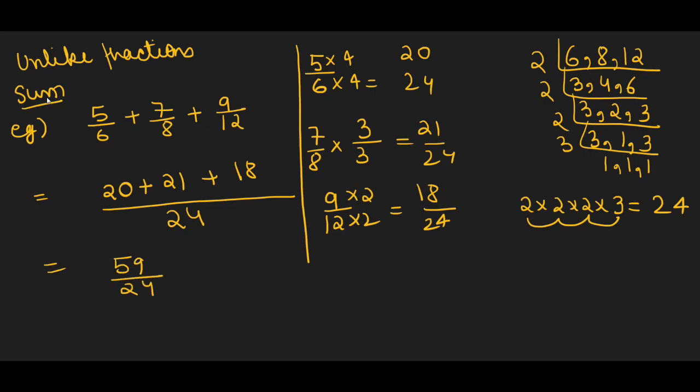And as we can see, this is an improper fraction, so we will convert this into a mixed fraction. On converting, 24 2s are 48, and the remaining is 11. So 2 11 upon 24.